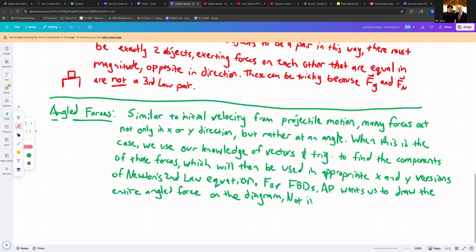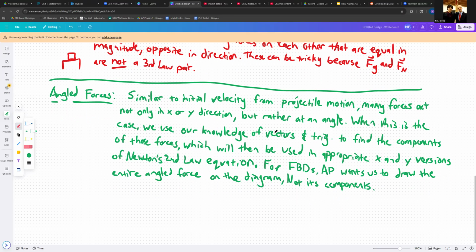Now, I take issue with this. I think drawing components is actually very helpful, but AP does not like to do it. Okay, that's all right. We'll go along with their little rules and whatnot.